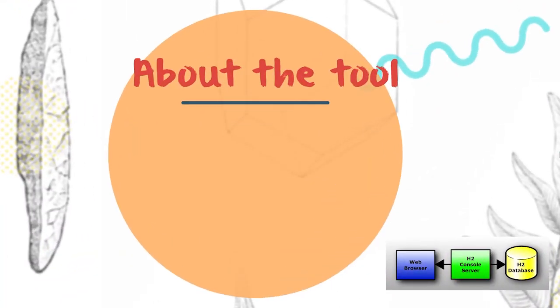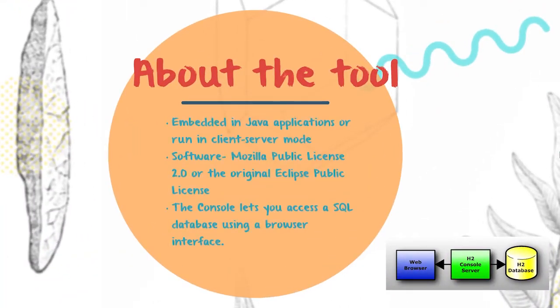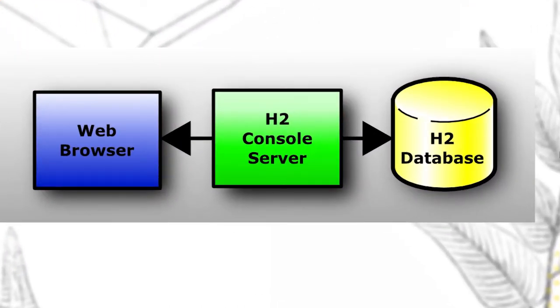Next, a little bit of information about the tool. The important part is that H2 is embedded in Java application or can run in client-server mode. The software was available as open source software, Mozilla Public License 2.0 or original Eclipse Public License. In order to use the database, you must have the following components, which is a web browser and H2 console server. The console lets you access the SQL database using a browser interface.